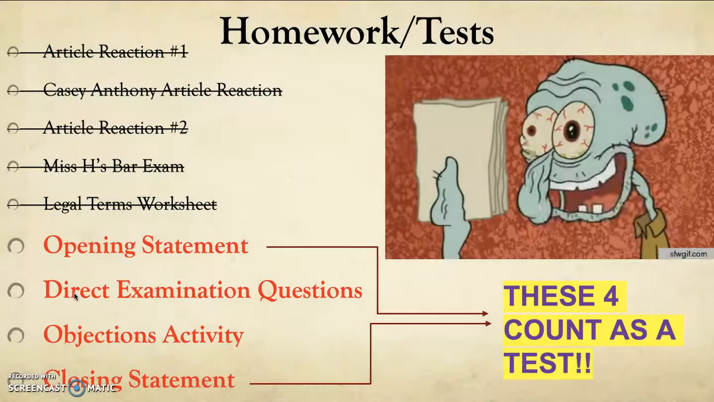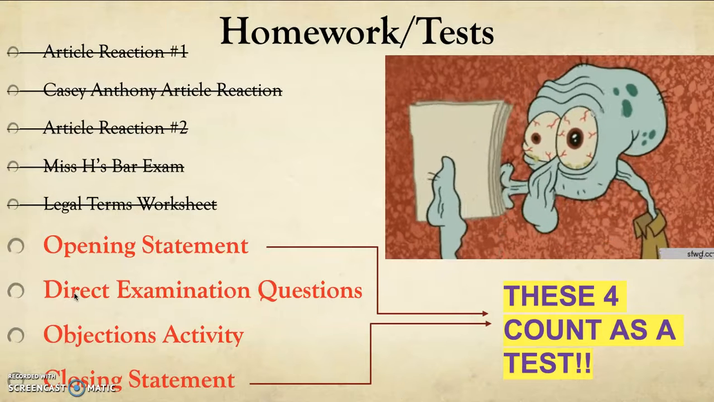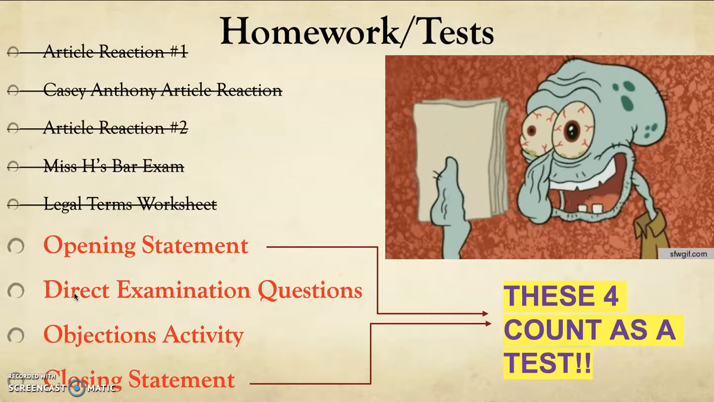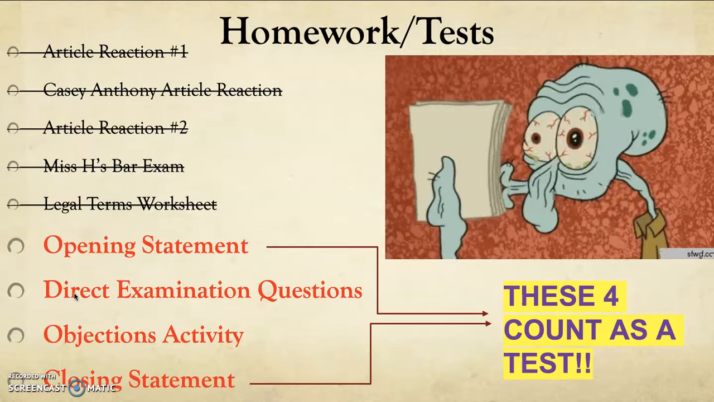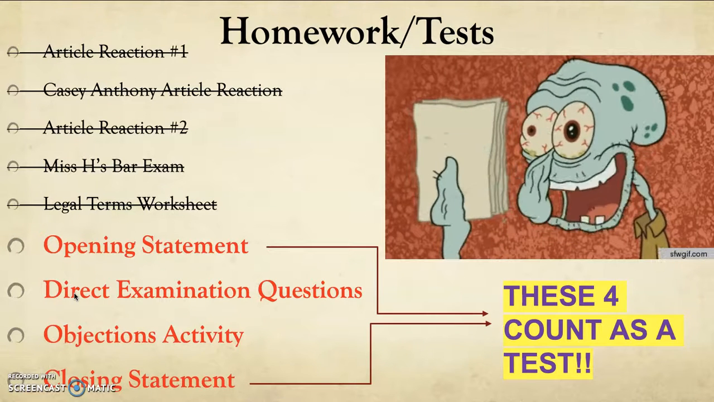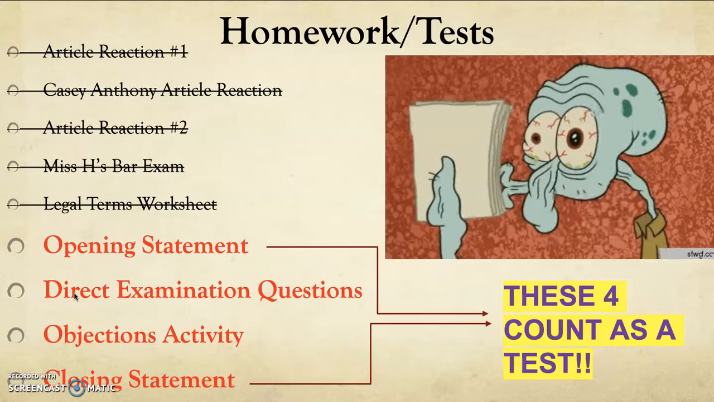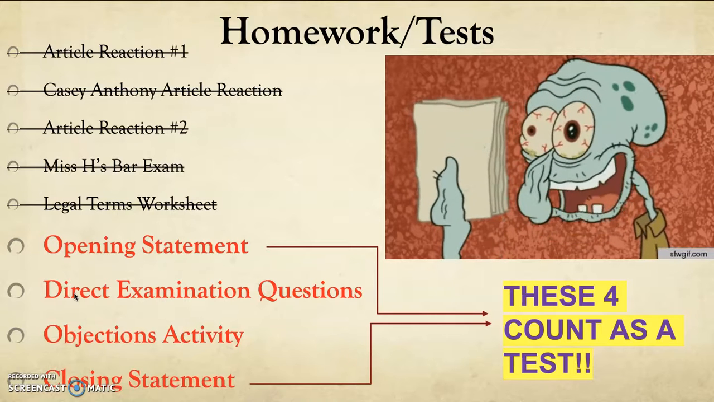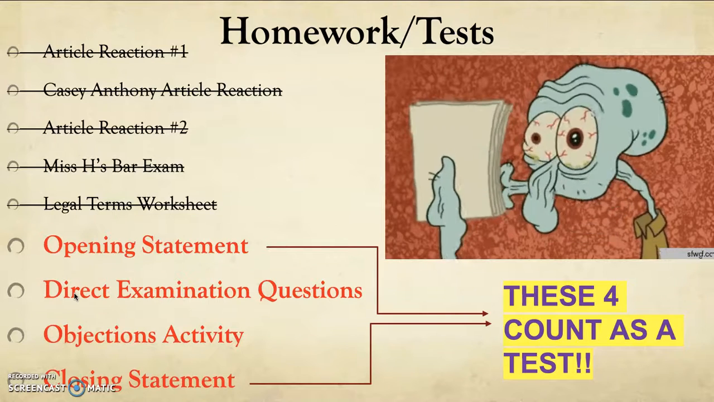All right, so reminder, you have 4 parts of the Goldilocks trial that is counting as a test. You have an opening statement, the direct examination questions, the objections activity, and the closing statement. All of these are going to be added together and counted as a test grade, as if we are conducting the mock trial. Everything's on my e-board, everything's on Google Classroom. So please, please, please make sure you have all of that done. You do not want a 0 as a test grade factored into your quarter grade. The third quarter will be ending relatively soon. So we want to make sure we don't leave it all for last minute.